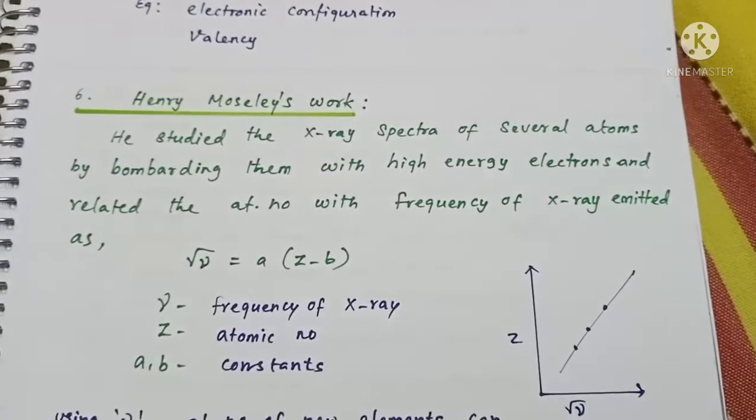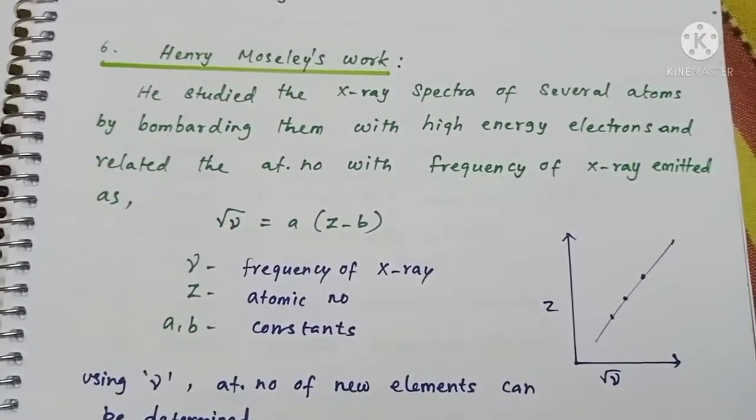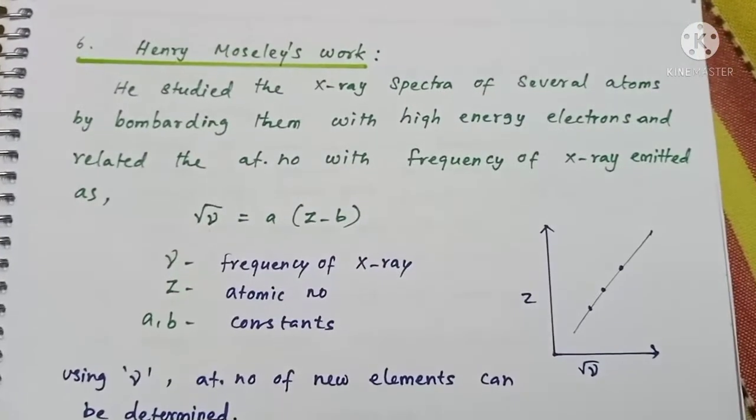So these are the various laws that we are using in the construction of the periodic table, which are generally called periodic laws.